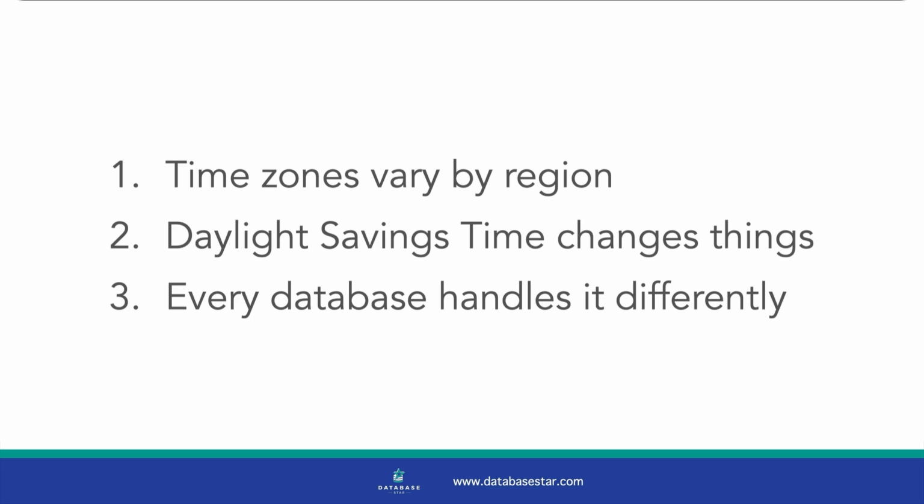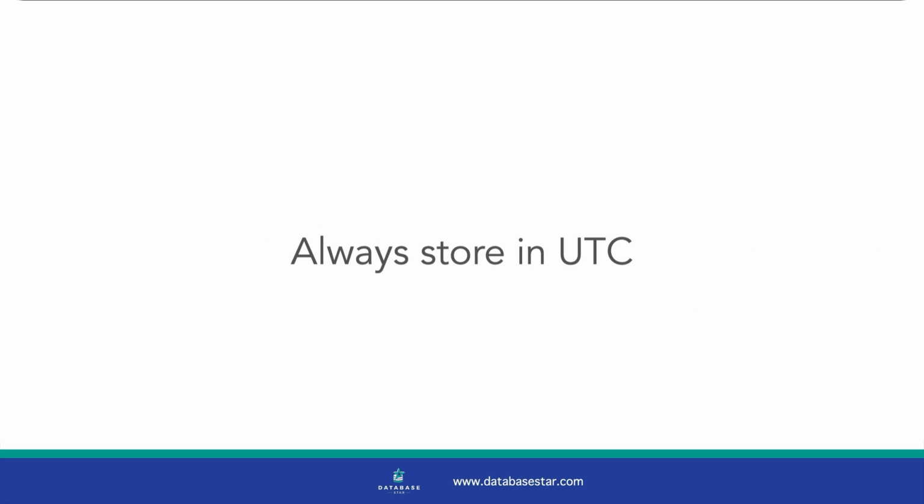Let's start with the golden rule. If you only remember one thing from this video, it's this: store all timestamps in UTC, always. Why? Because UTC doesn't change with the seasons. It's consistent across servers and regions, and it makes comparing and sorting dates easier. When you display times to users, you can convert the UTC time to their local time in your app, but you should store everything in UTC. Let me show you how to do this in each database.